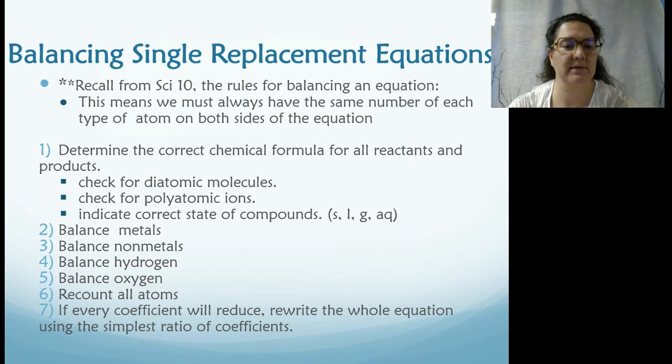First, we're going to balance the metals, then the nonmetals, balance all the hydrogens, and lastly, balance the oxygen. Double check with a recount. If every coefficient will reduce, so if everything's an even number, we can rewrite the whole equation using the simplest ratio of coefficients.